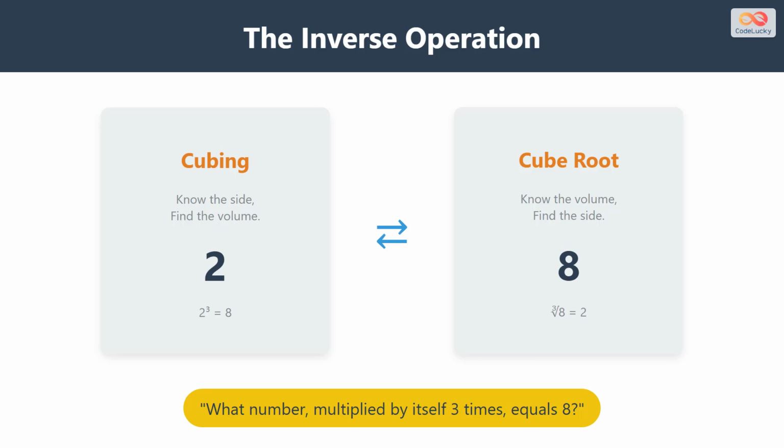Now, the cube root is simply the inverse, or the opposite, of cubing. Think of it this way. If cubing takes you from the side length of 2 to the volume of 8, the cube root takes you back from the volume of 8 to the side length of 2. It asks the question, what number, multiplied by itself 3 times, equals 8?